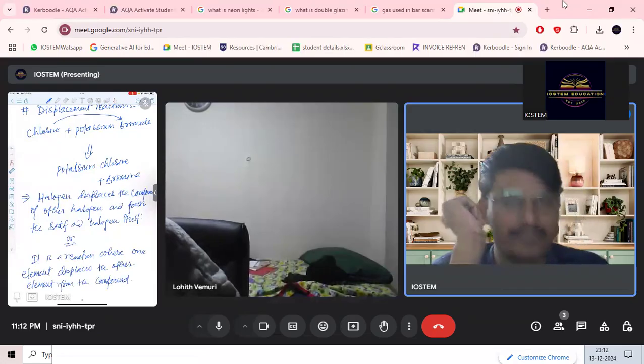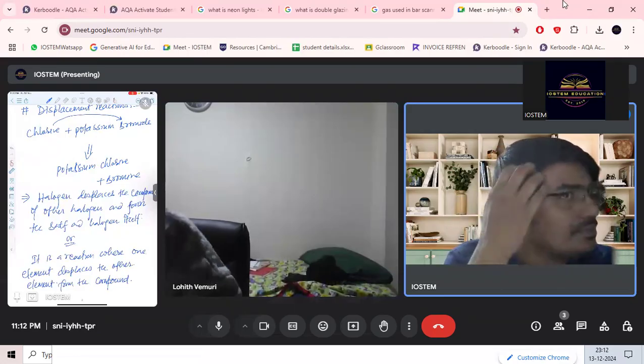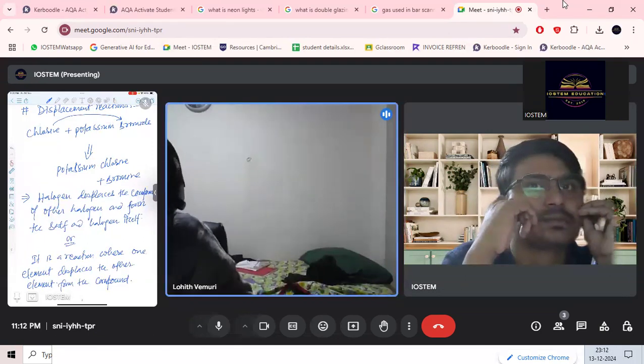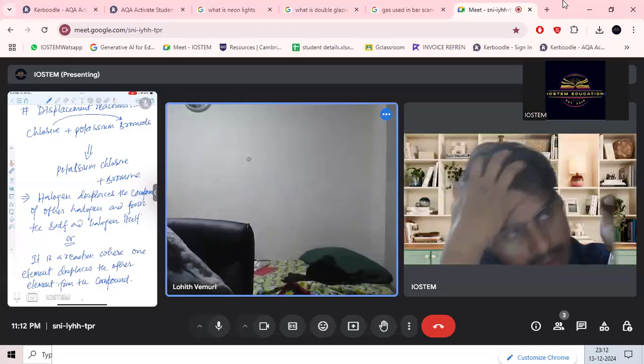You cannot see him, actually he's on a different window. I can understand because his face is not visible. There's a reaction where one element displaces another element from a compound.